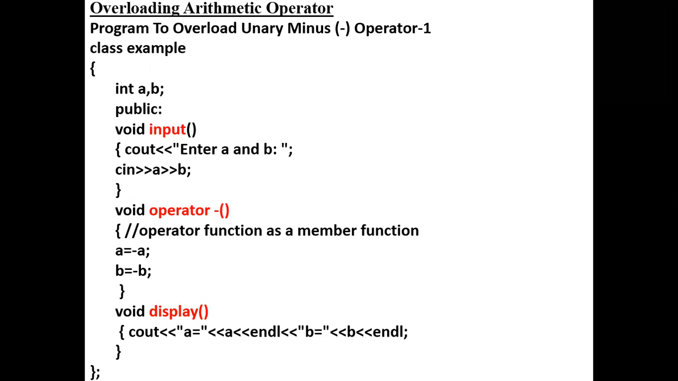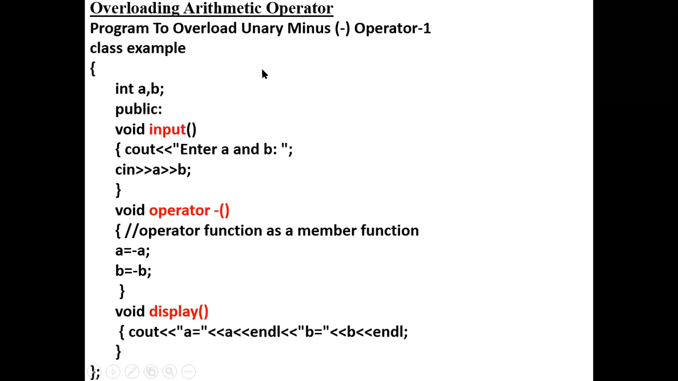Unary operator means only one operand is required, like -5: minus is the operator, and 5 is the operand. Only one operand is required. This is an example with a class having two integer numbers, a and b, and an input function where we are giving the values of a and b.